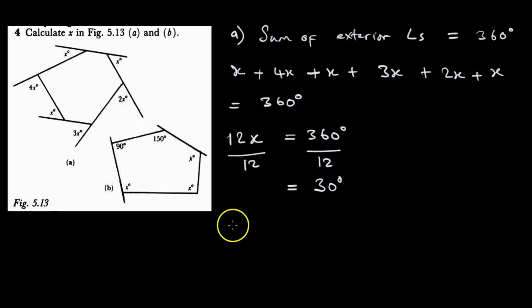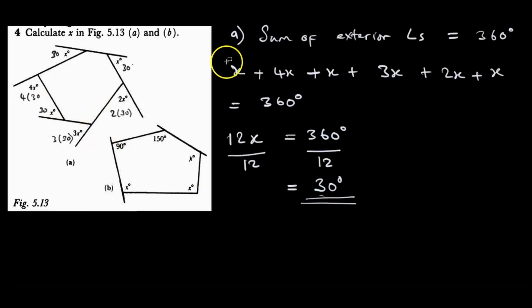You can do the verification. How do you verify? You put 30 here, 4 times 30 here, 30 here, 3 times 30 here, 2 times 30, and 30 here. Add that together, it should give you 360, which is the sum of exterior angles of a shape. Okay, so A is done. Let us do B.